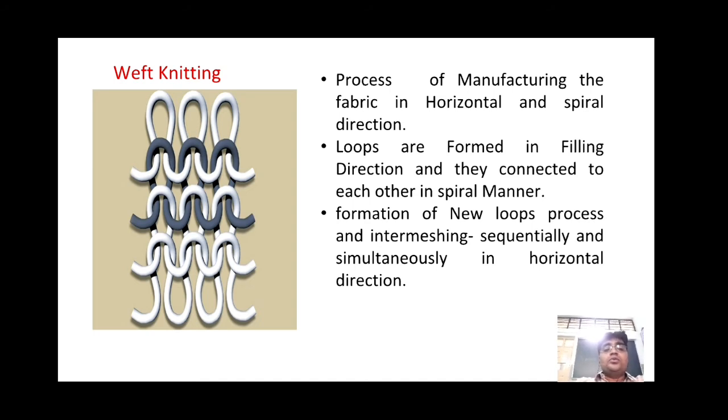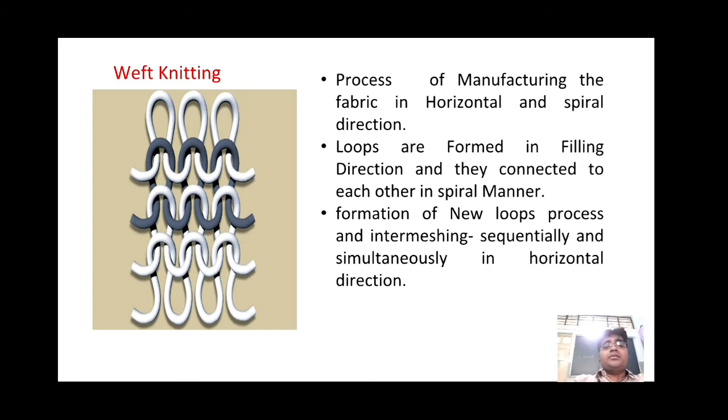Now the formation of a new loop and the intermeshing happen sequentially and simultaneously in a horizontal direction. So the formation of loops as well as the intermeshing process is very sequential and simultaneous. What is meant by sequentially? Sequential means that at a time we are not going to form all the loops at the same time. One by one we are going to form the loops. Initially we form the first loop, then the second, then the third. Likewise we are forming the loops and interconnecting these loops with each other. That is how sequentially we connect. So this is weft knitting.